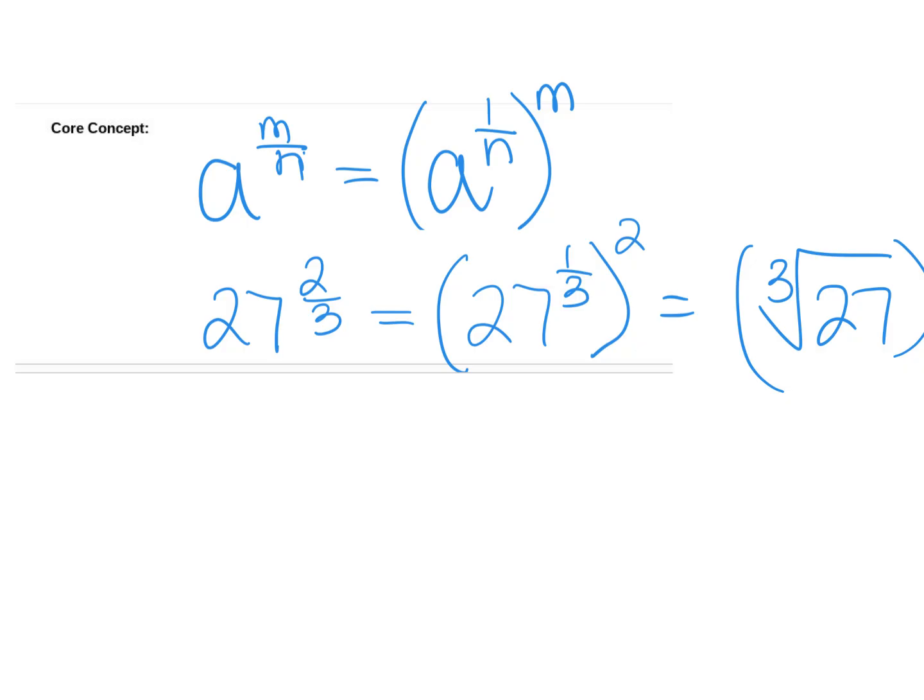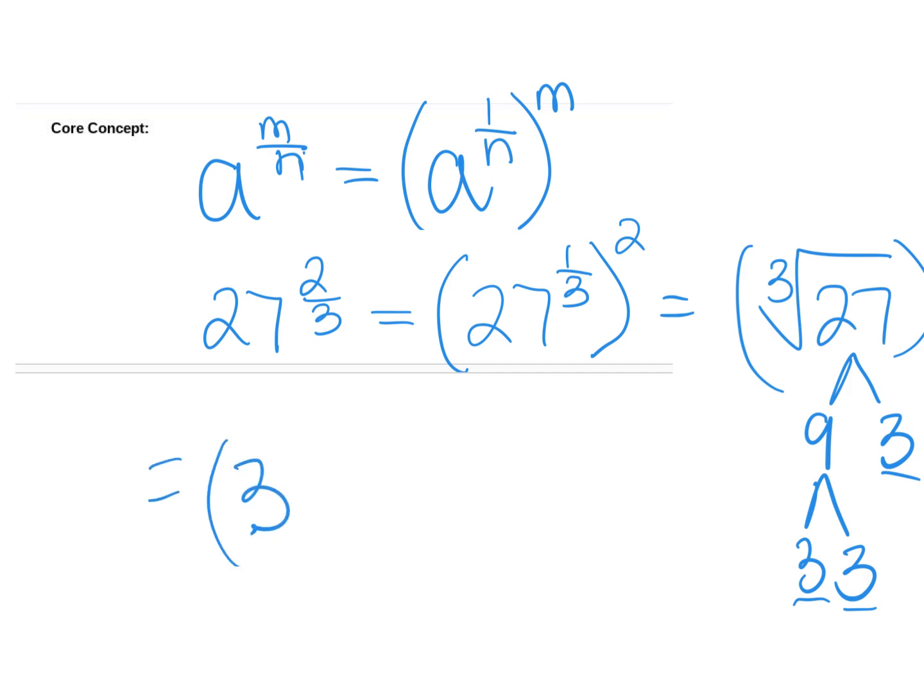So if I figured that out, I would factor that down. 27 is 9 times 3. 9 is 3 times 3. Oh, there's 3 3s, and it's a cube root. So that means the cube root of 27 is 3. And then we have that square on the outside. So this would be 9. So you're going to go piece by piece and break it down.